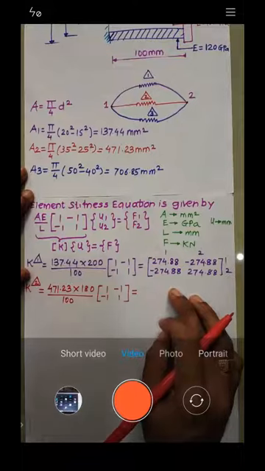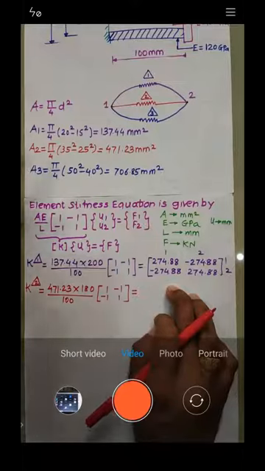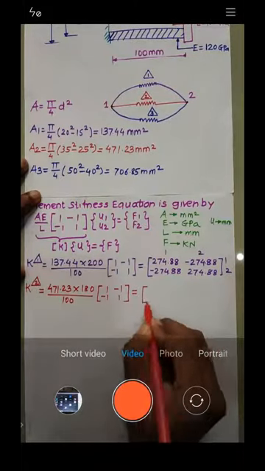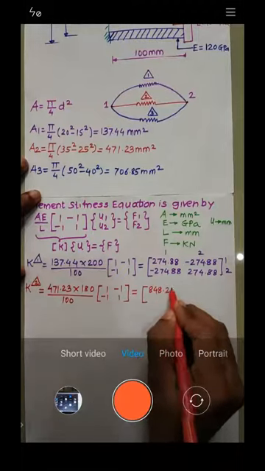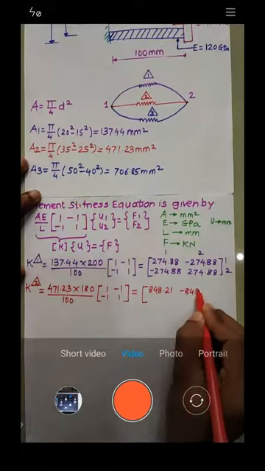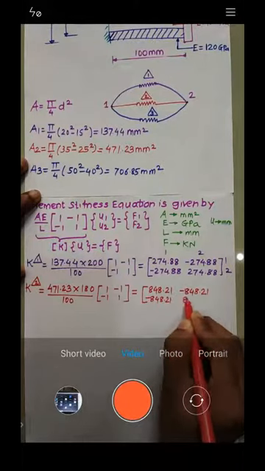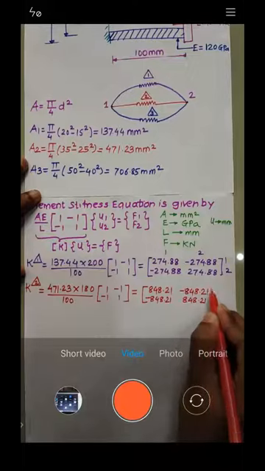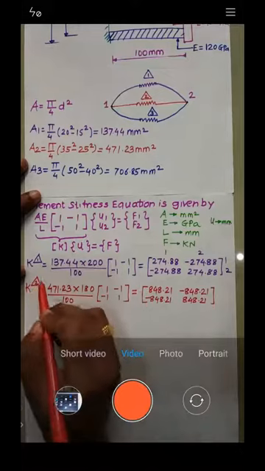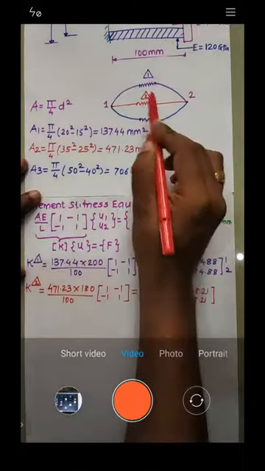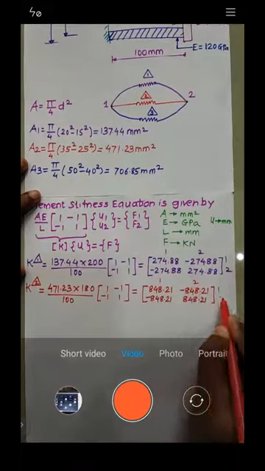Calculate that, so you will get its value as 848.21. Check this value. This is 848.21 you will get. This is minus 848.21, again minus 848.21, and 848.21. If you talk about element number 2, you can see it is between node 1 and 2. So write down accordingly 1, 2 and 1.